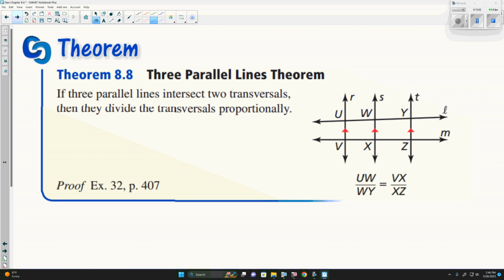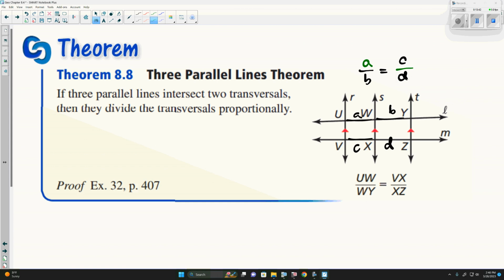Okay, there's one more. Now looking at this here, if three parallel lines intersect two transversals, they divide the transversals proportionally. So what we're saying is UW, we can call this A, over WY is going to be in the same proportion as VX over XZ. So I could say A over B is the same as C over D. The lengths of these are still going to be proportional. They're going to be the same.